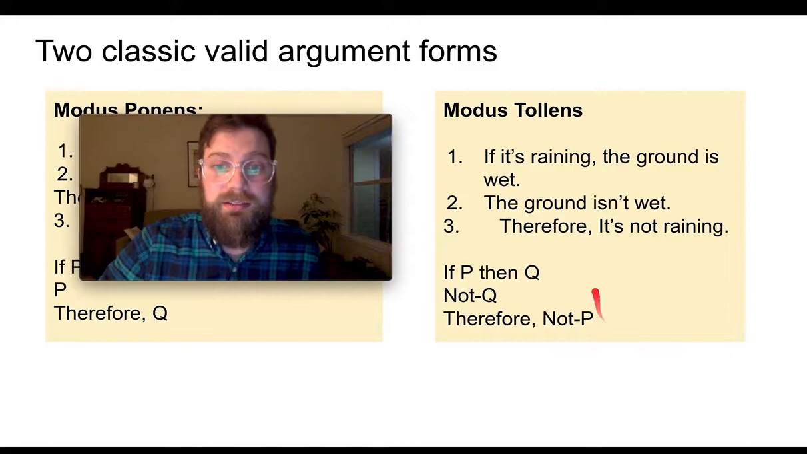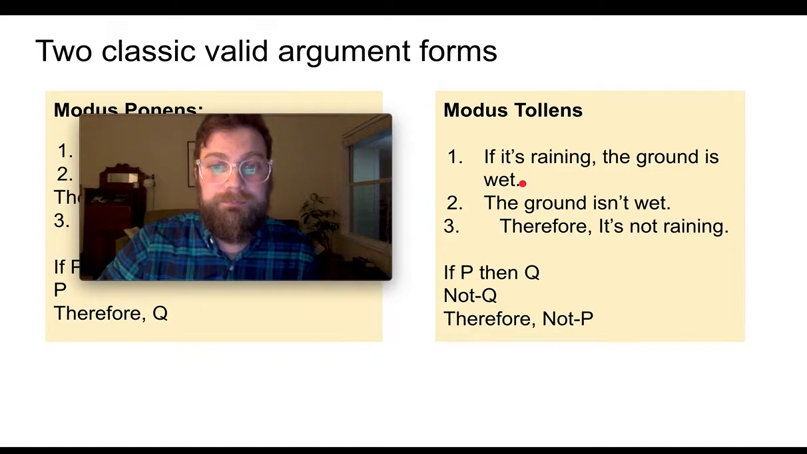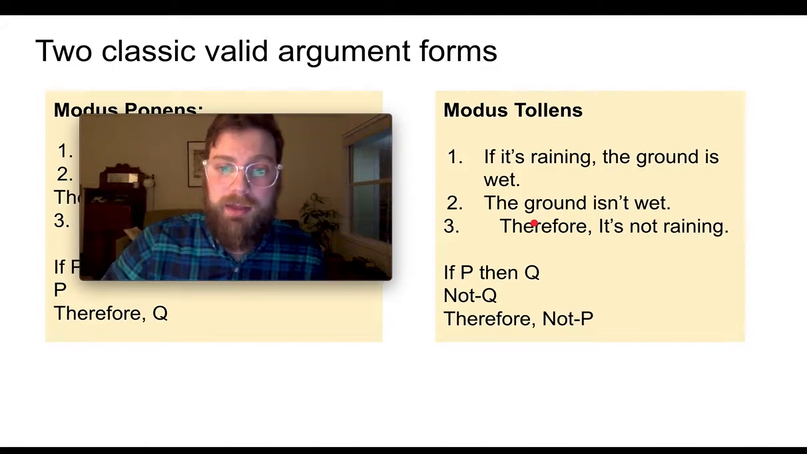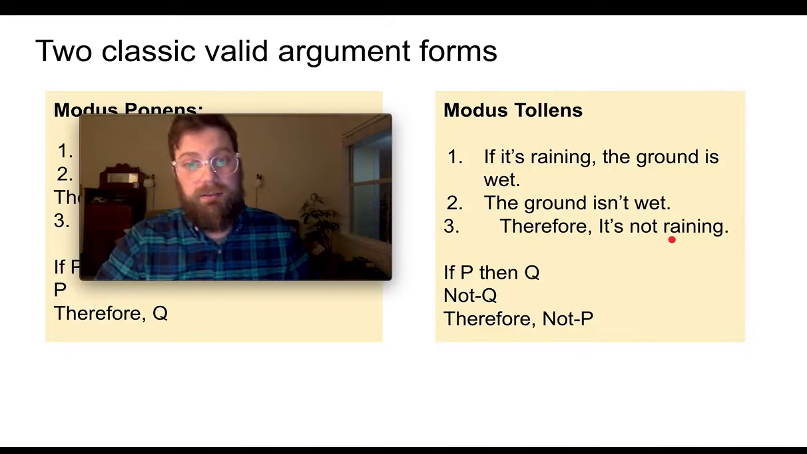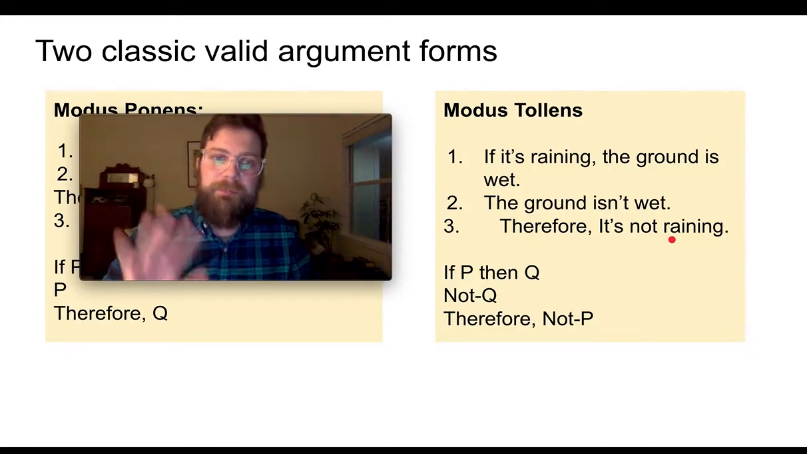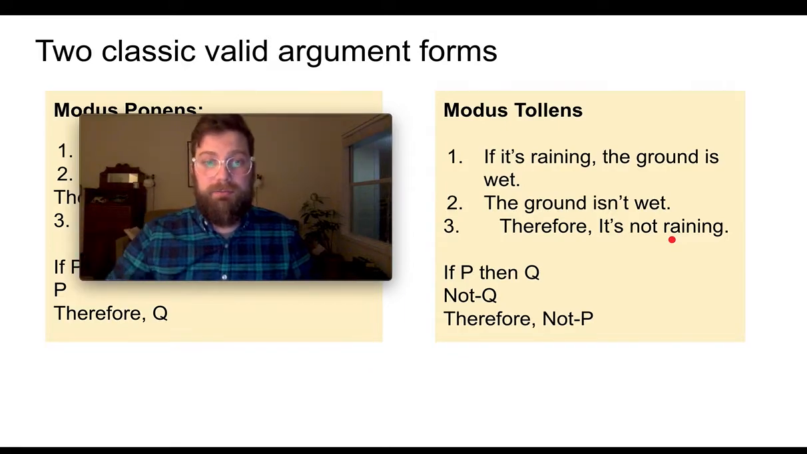Because what's going on here? It says that if it's raining, we have a guarantee that the ground is wet. Well, the ground ain't wet, so it must not be raining, right? And again, we're just making sure to be really careful with how our conditional is built. And then here we have a denial of the consequent, which allows us to make the next logical step, which is to deny the truth of the antecedent. So these are two classic valid argument forms.